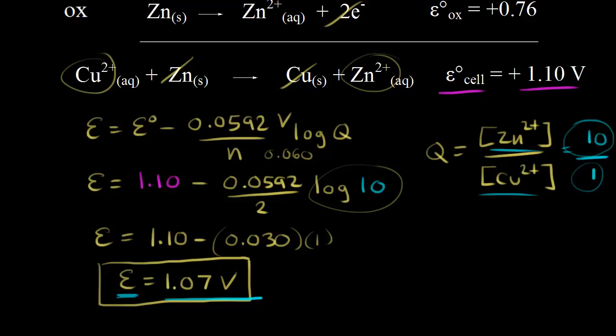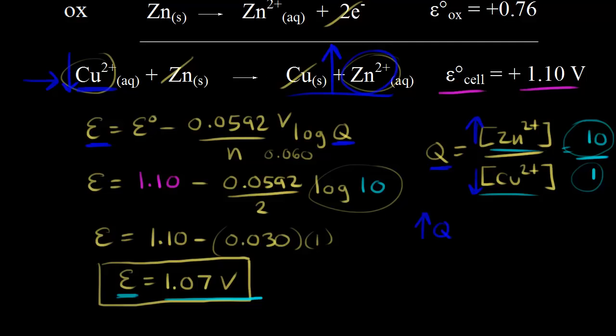Let's go back up here to our overall reaction. All right, what happens as we make more and more of our products? Well, the concentration of zinc 2+ ions should increase, and we're losing our reactants here, so the concentration of copper 2+ should decrease. So what happens to Q? If we're increasing the concentration of zinc 2+ and decreasing the concentration of copper 2+, Q should increase. And what does that do to the cell potential? So in the Nernst equation, if we're increasing Q, what does that do to E?